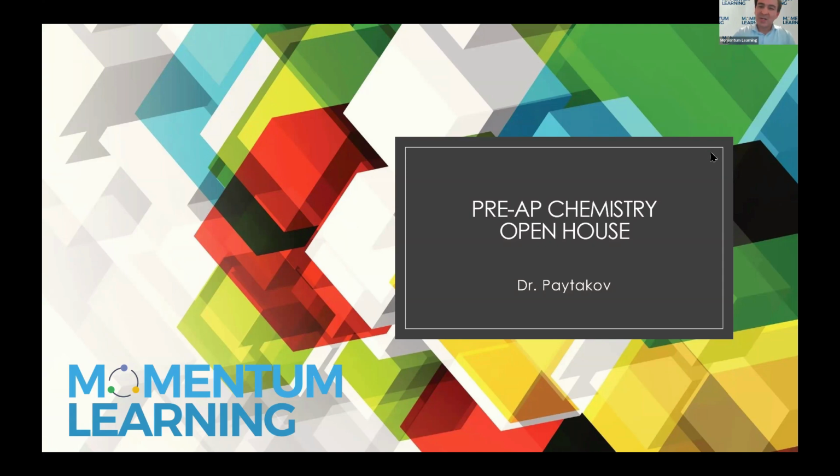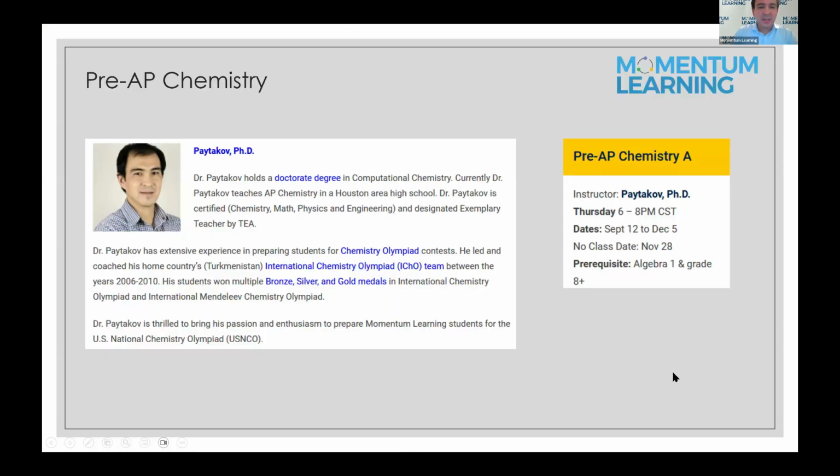This is the open house for pre-AP chemistry. We offer pre-AP chemistry during the summertime as well, and we want to continue offering it during the fall semester as well. My name is Guvanch Murat Paitako. I hold a doctorate degree in computational chemistry. I taught AP chemistry for many years, and I also prepared students for international chemistry Olympiads as well.